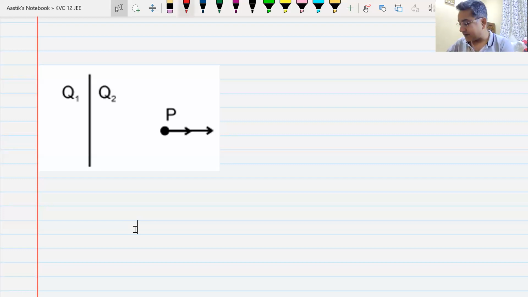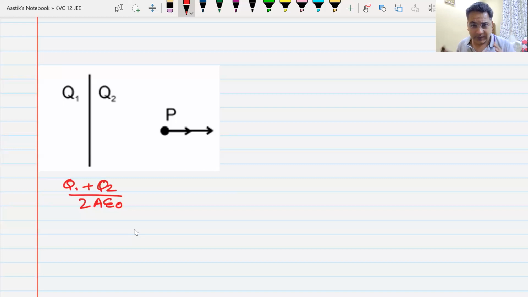So the answer is pretty simple and pretty straightforward. It will be Q1 plus Q2 divided by 2 times A epsilon naught. What is the important thing that you must understand about questions of this type is that the electric field due to a plate does not depend on the distribution of charge on the plate. There could be Q1 charge on one side, Q2 charge on the other side. It does not depend on how much charge is on which side. It only depends on the total charge of the plate.